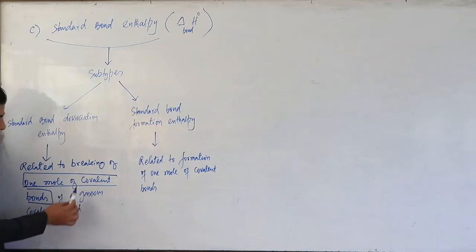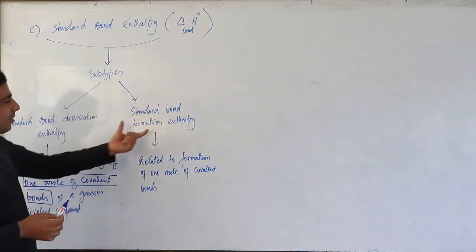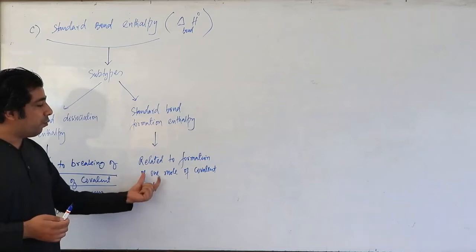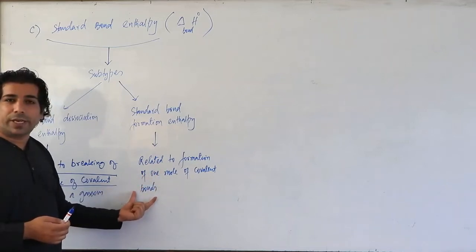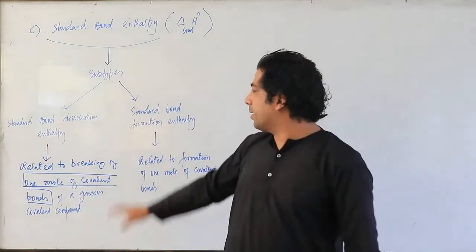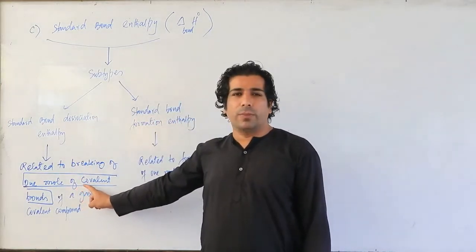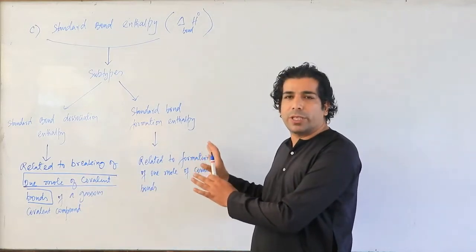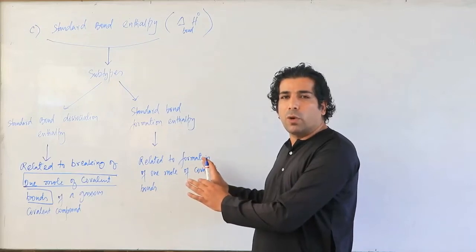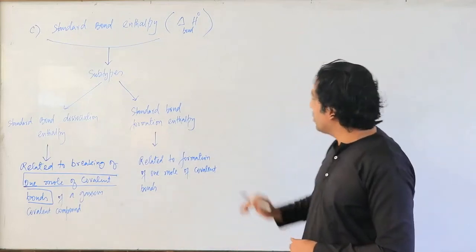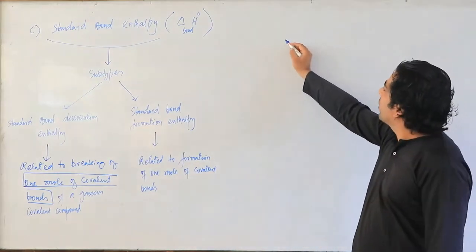Let us suppose for this particular thing, I will explain you there. Let us look at now standard bond formation enthalpy. Here it is related to the formation of 1 mole of covalent bonds. Now they are exactly two opposite terms. When we look at dissociation, 1 mole of covalent bond is broken, and when we look at the standard bond formation enthalpy, 1 mole of covalent bonds are formed. So now let us look at their relationship. Have a look, my dear friends.